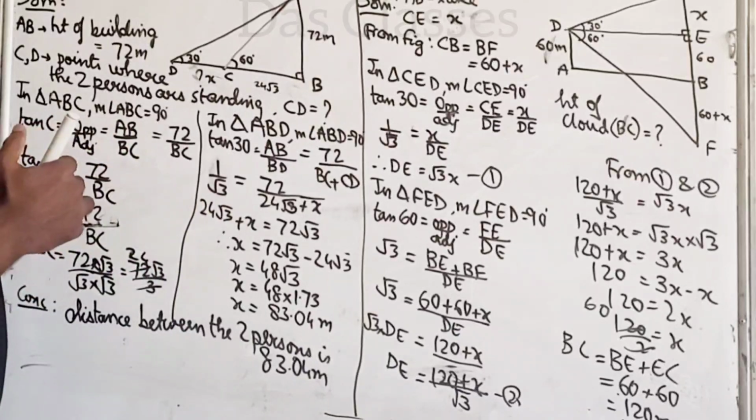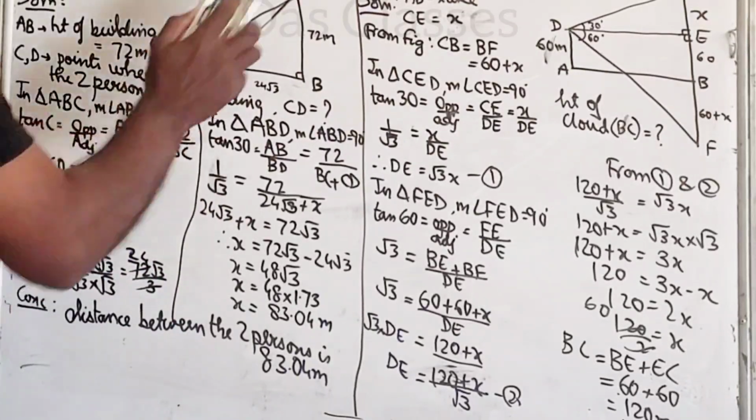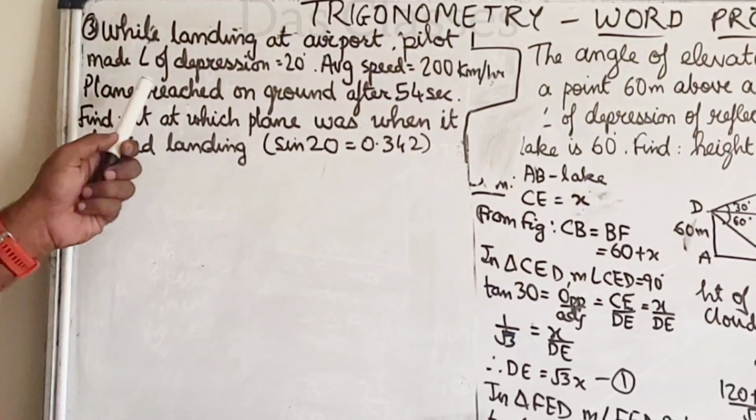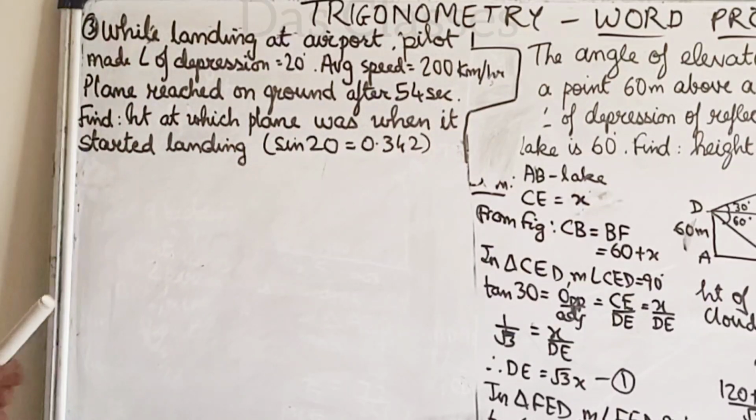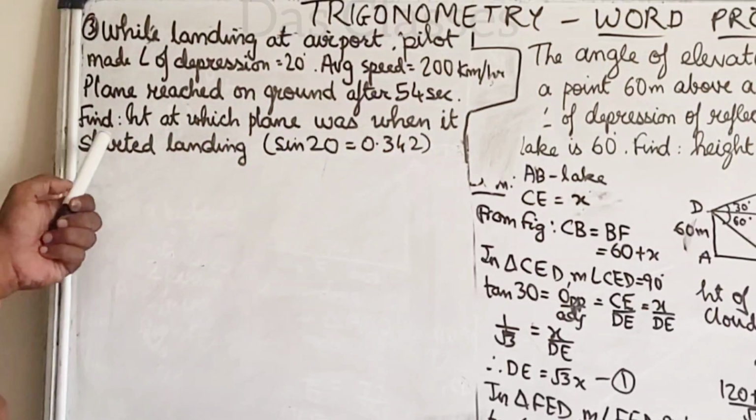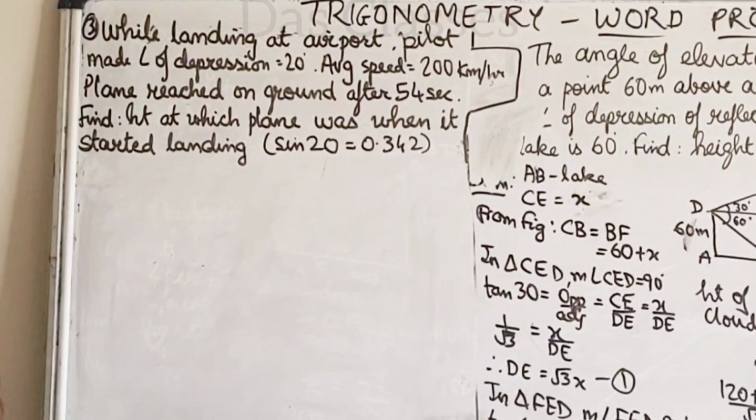We'll see one more sum. First, let's read the question. I've already written the question. While landing at an airport, the pilot made an angle of depression of 20 degrees. Average speed of the plane is 200 km per hour. The plane reached the ground after 54 seconds. Find the height at which the plane was when it started landing.